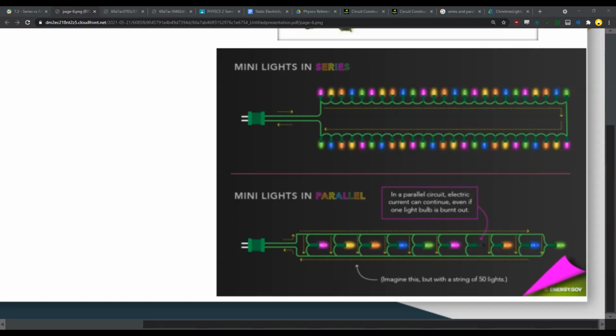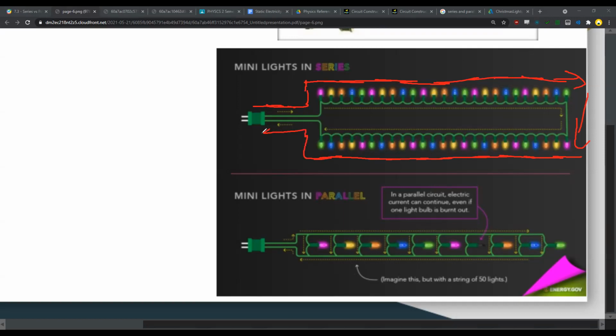Again, it's not an aesthetic reason, guys. So here's the thing. Let me just posit a scenario. Current in a series circuit runs through these wires, so it goes all the way there, goes through each light bulb, and then goes back to the plug.